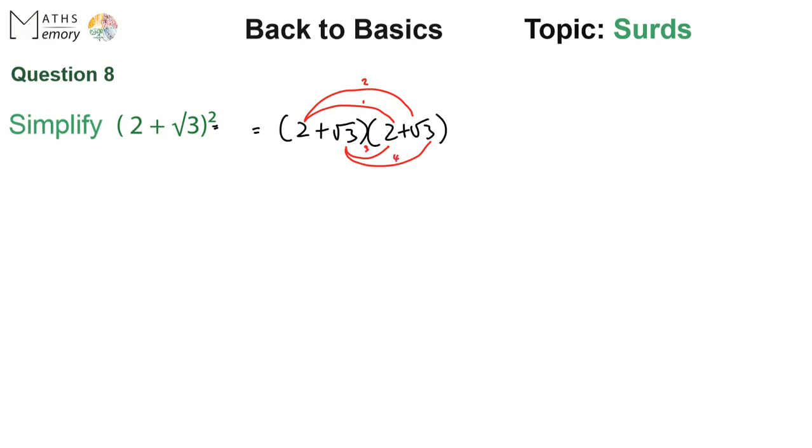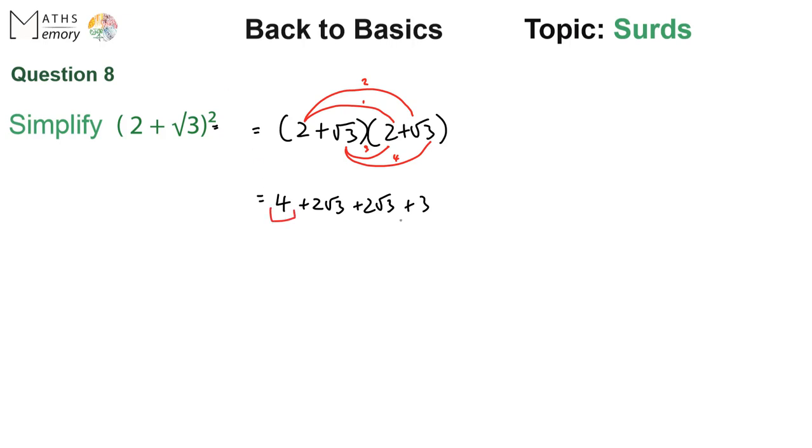So let's do each one of them over here. The first one, 2 times 2, is going to give us 4. 2 times root 3 is simply 2 root 3. Root 3 times 2 is again 2 root 3. And root 3 times root 3 is going to be 3. So we have all the numbers over here.